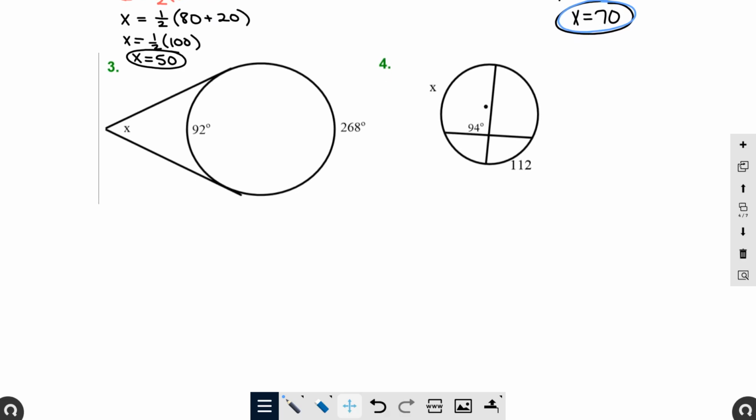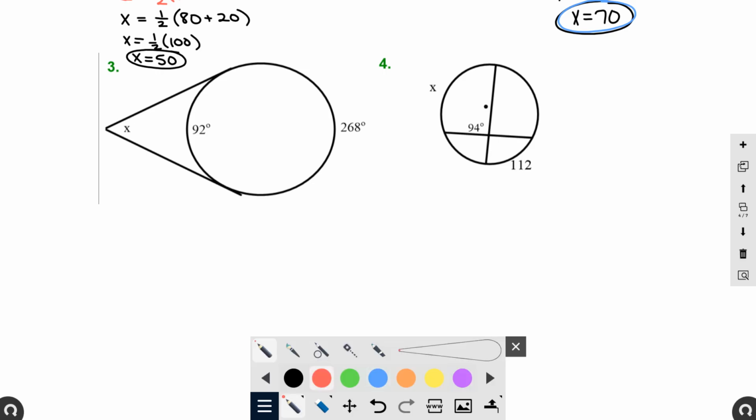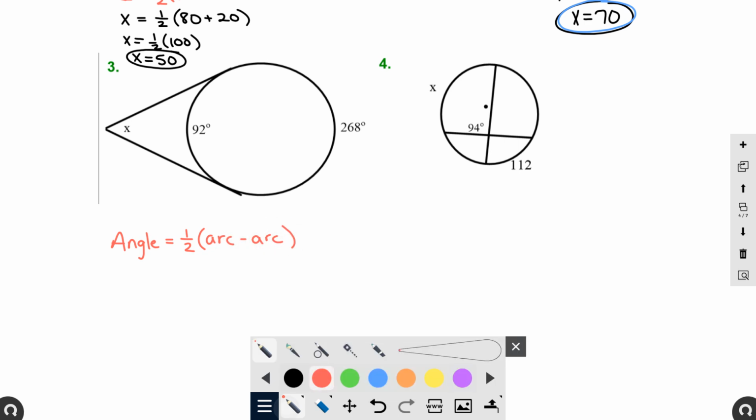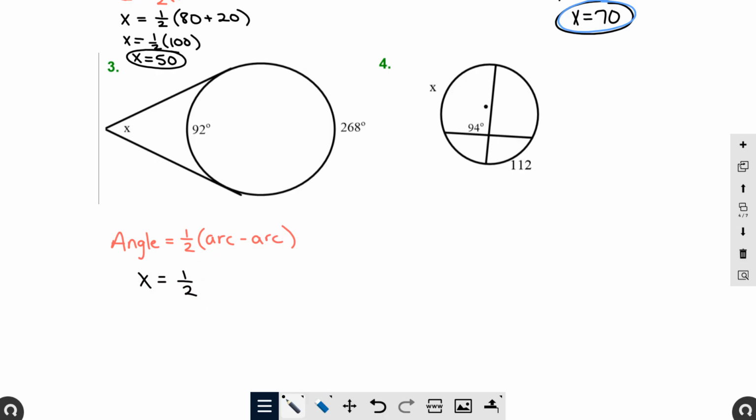Now, where is the angle? Outside the circle. So now that it's outside, the angle equals 1/2 arc minus arc. Now, our angle is called X. When you do your two arcs in your parenthesis, you do the arc furthest away first. So what's furthest away? And then you minus the closer, 92. The reason that you do this is so that way you get a positive answer.